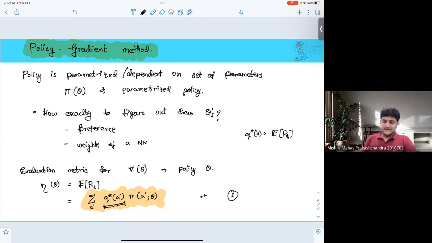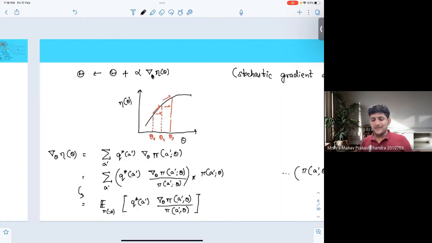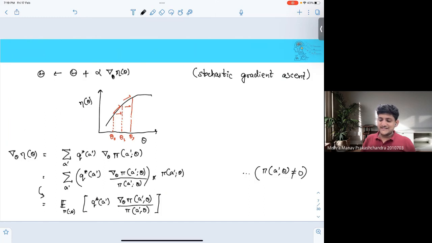is nothing but the random variable for which I am trying to find out the expectation, times the underlying probability distribution. So here we still have the underlying probability distribution, which is pi A prime theta. So this is conditioned over the distribution pi, and I want to find out the expectation of this variable over here. Okay, now again I still have this Q star A prime quantity over here, right?